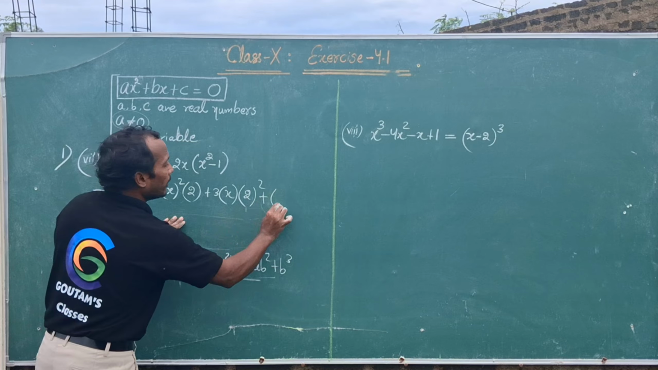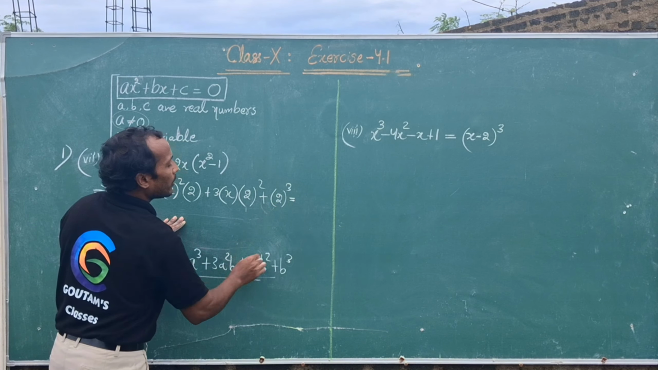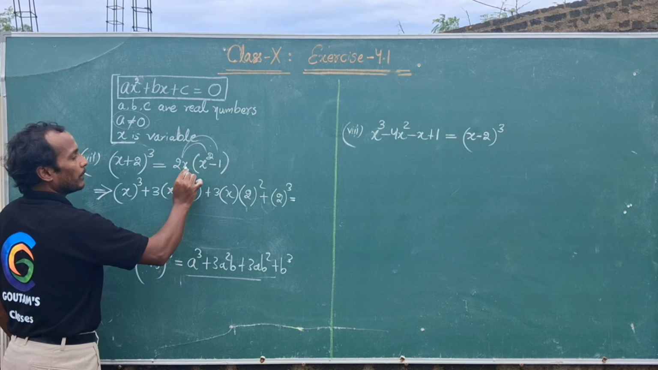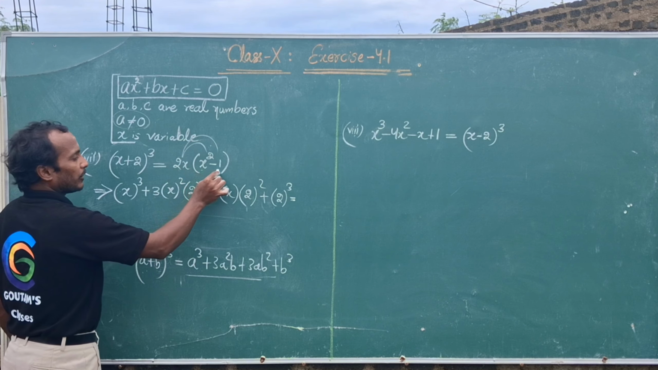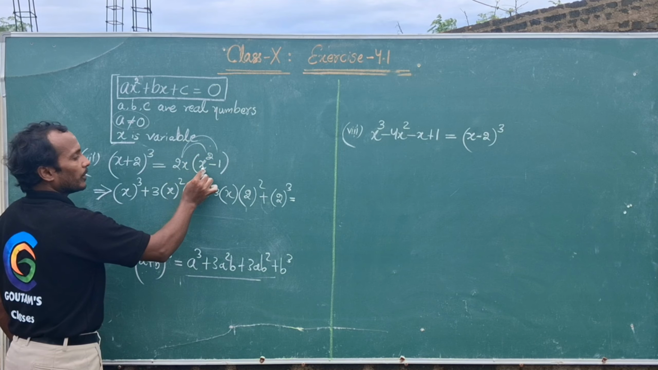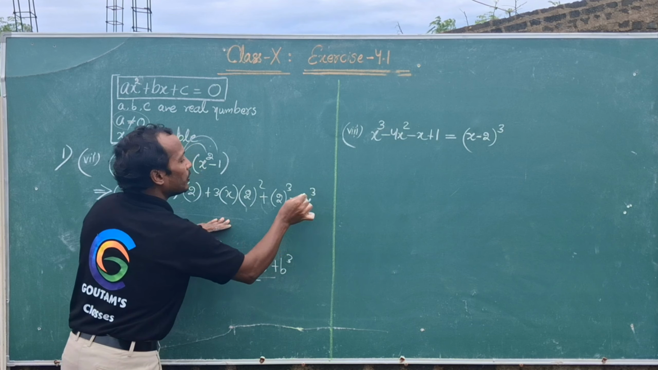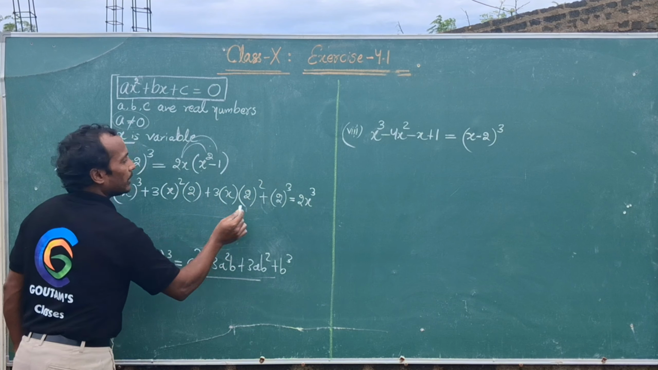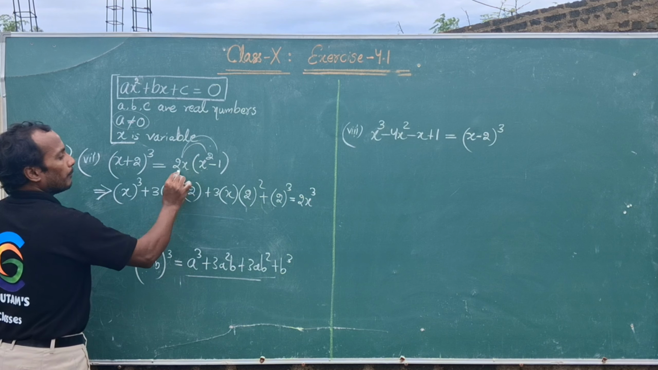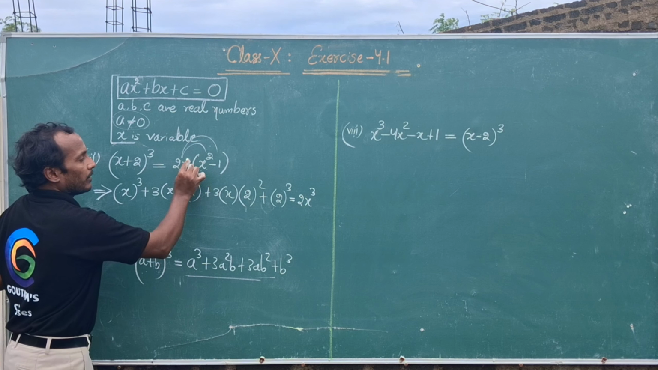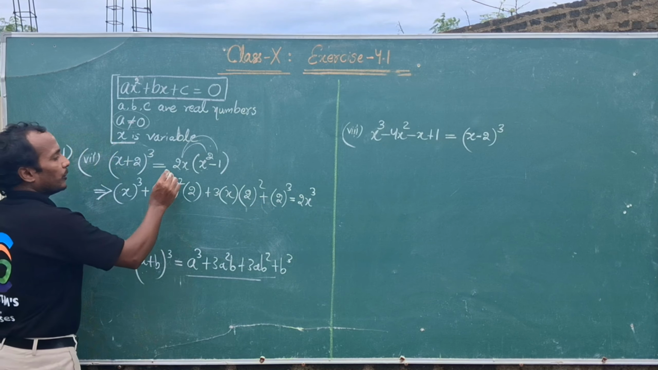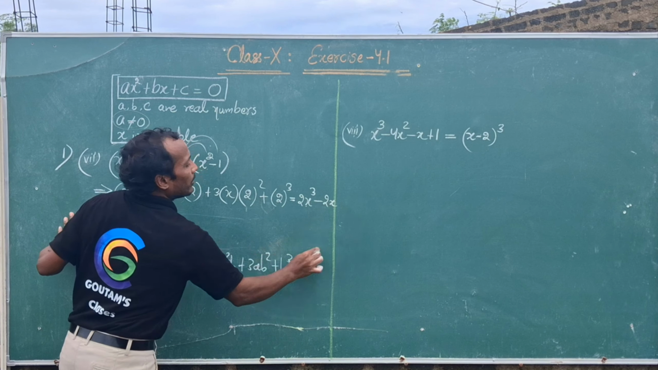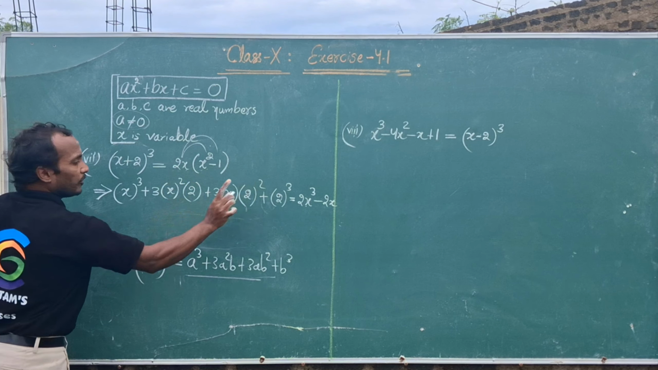Equals, on the right side you have 2x with x square and 2x with minus 1, by distributive property. 2x will get multiplied with x square minus 1. 2x into x square gives you 2x cube. How? The power of x is 1, and the power of x is 2 here, and 1 plus 2 gives you 3. When you multiply the same variables, their powers get added. 2x into minus 1 is minus 2x.